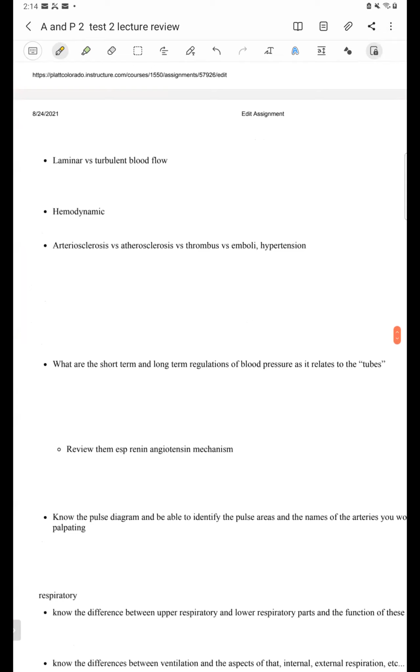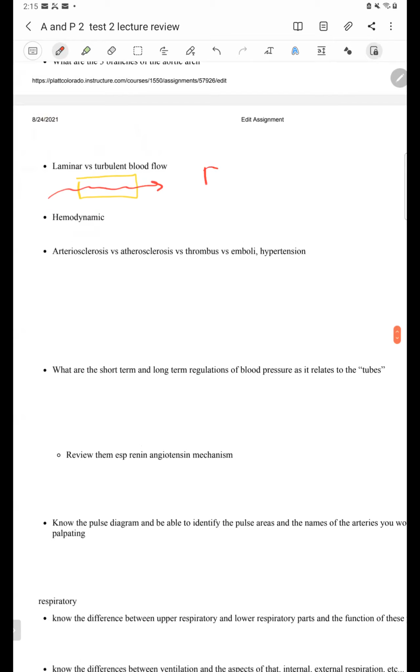Okay, laminar versus turbulent. Laminar flow is what you want, or what's preferred, because that means the tube is nice and open and blood is traveling through the tube very nicely, basically uninterrupted. Whereas turbulent flow means that there's some sort of kink in the tube. And when that happens, the blood flow is disrupted and it kind of swishes back on itself, creating a sound.